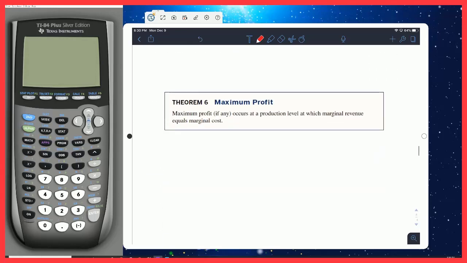First, the theorem that's going to guide this is maximizing profit. We already looked at this theorem last chapter, actually. Maximum profit occurs when marginal revenue equals marginal cost.